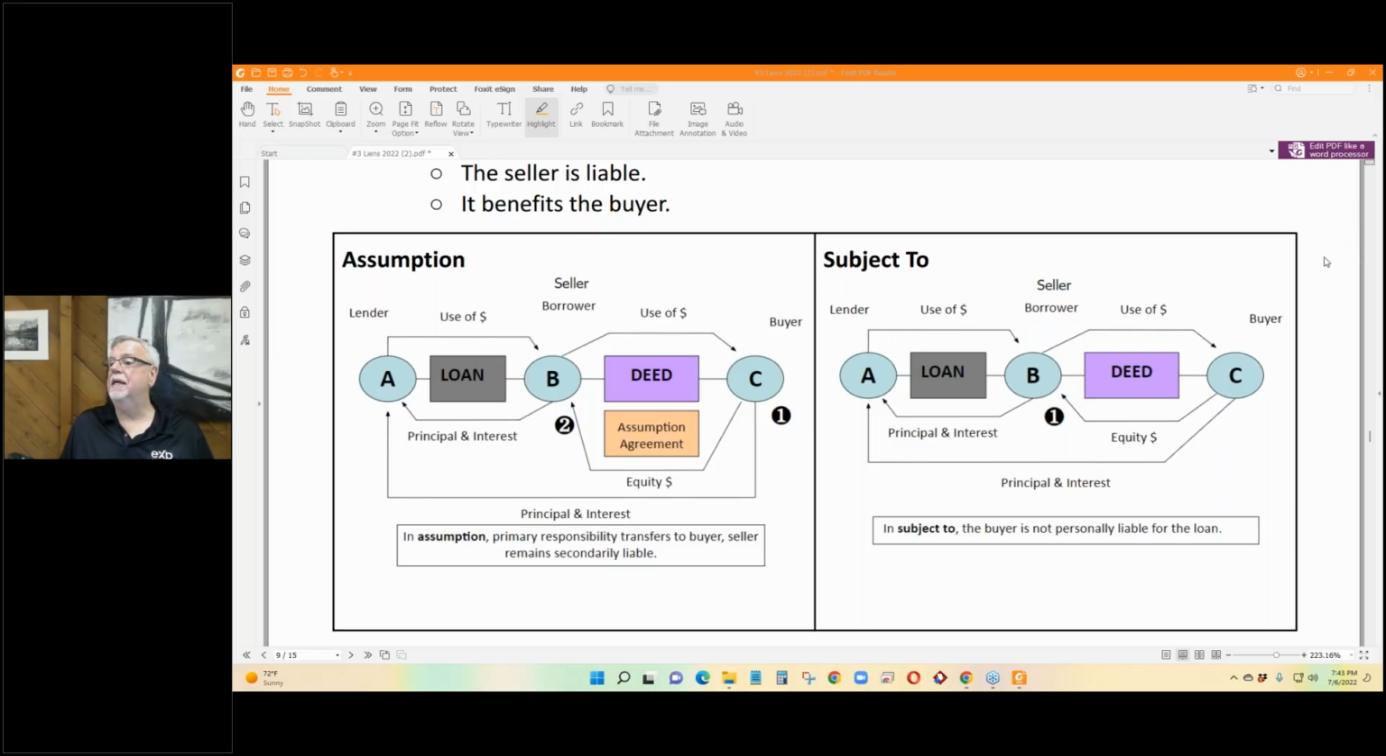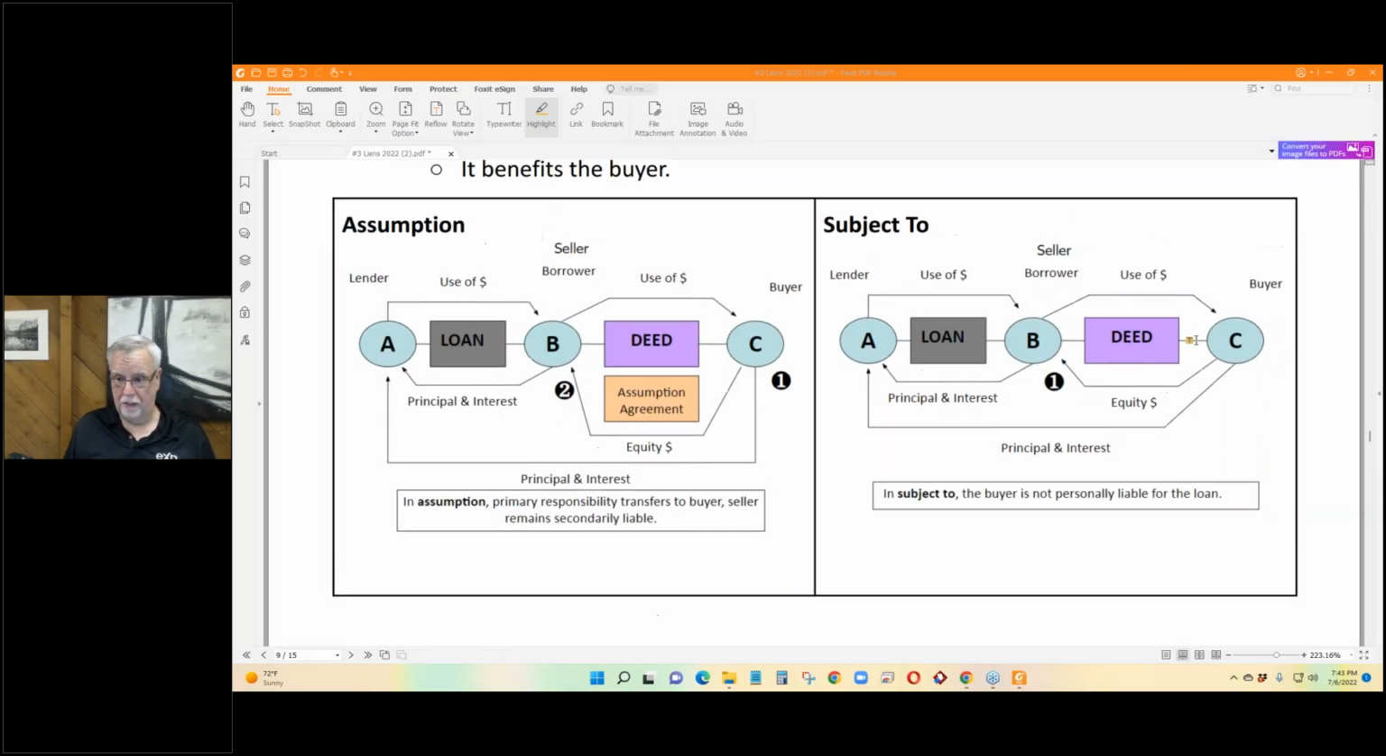Now, you might be saying, why would anybody do this? Why are you talking about it? When is it done? It's not done. Neither of these are done. Right? The only properties really that are out there that you could have a loan that you could assume is an FHA loan. There's very few, virtually no assumptions are subject to. This is just something that you find in real estate textbooks, such that the Department of Real Estate is motivated to ask questions about.